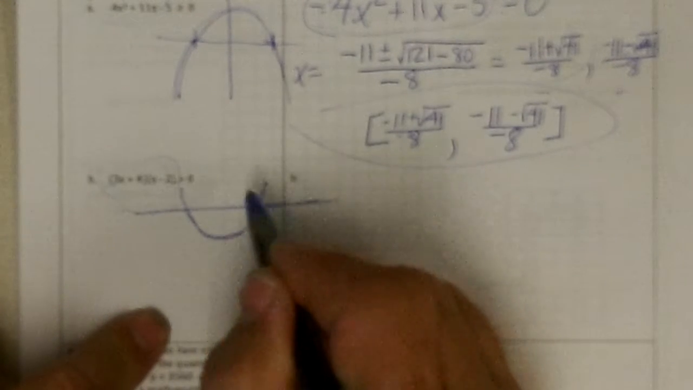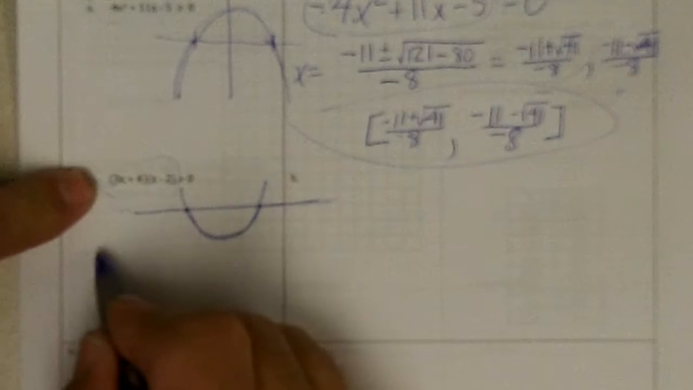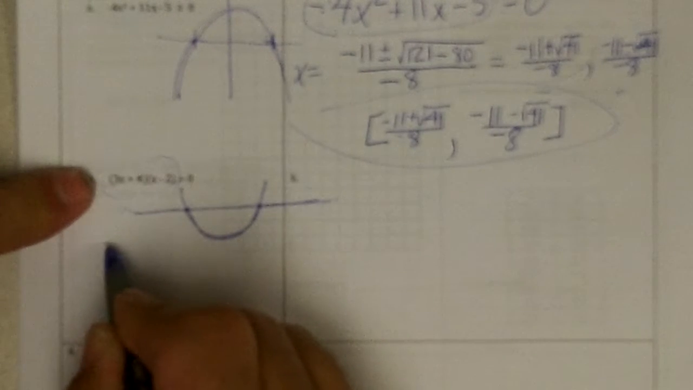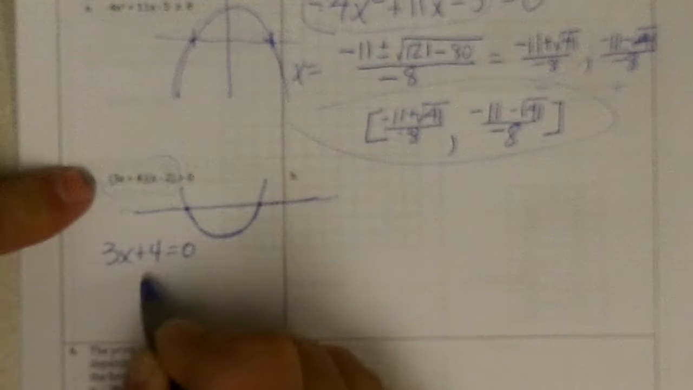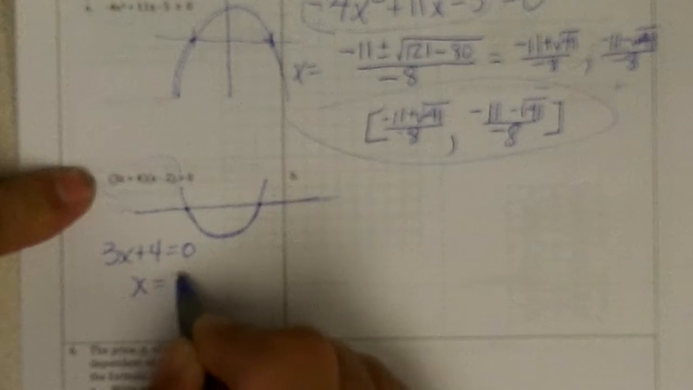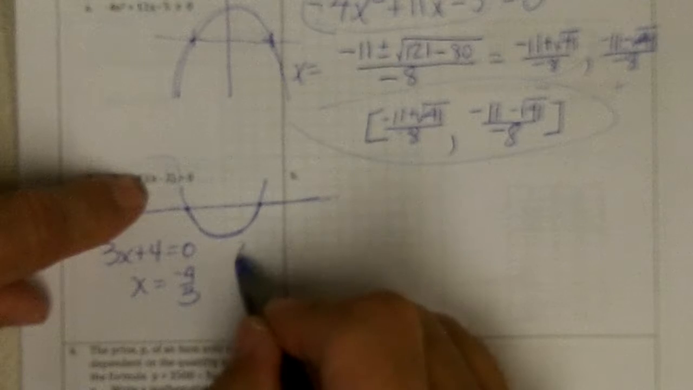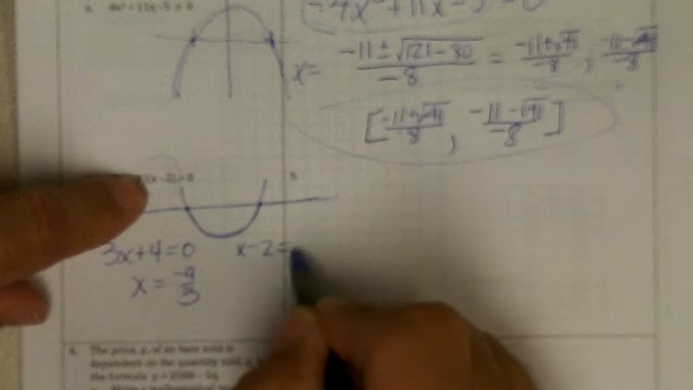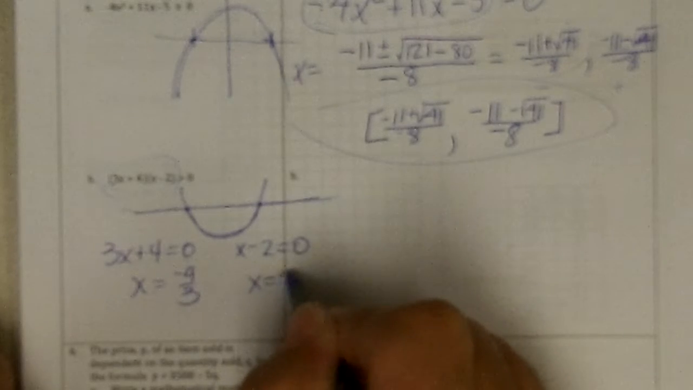So once again, I have to find the x-intercepts. But since it's already factored, I can set each factor equal to 0. Subtract 4 and divide by 3, and I get x equals negative 4 thirds. Set the other one equal to 0, x minus 2 equals 0. Add 2, and x equals 2.